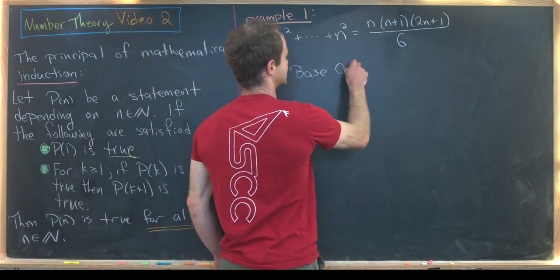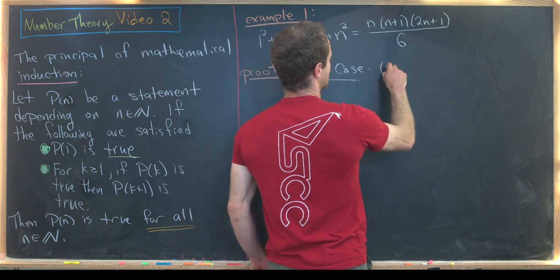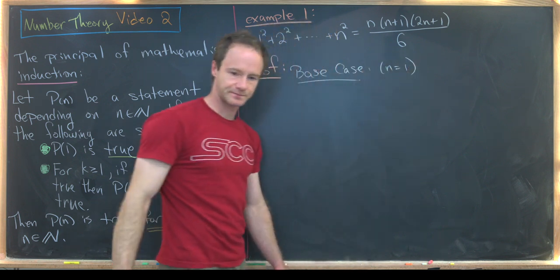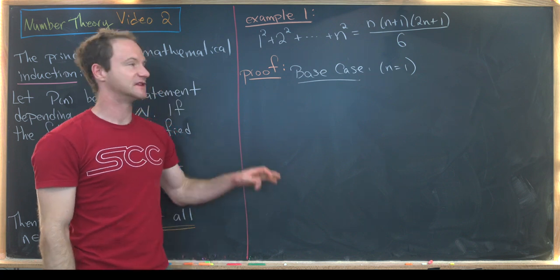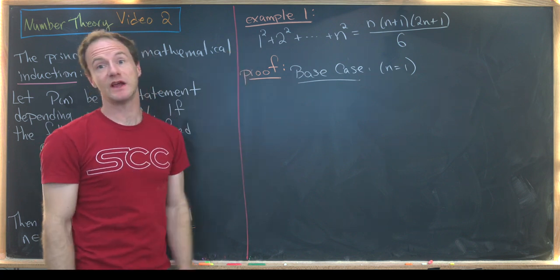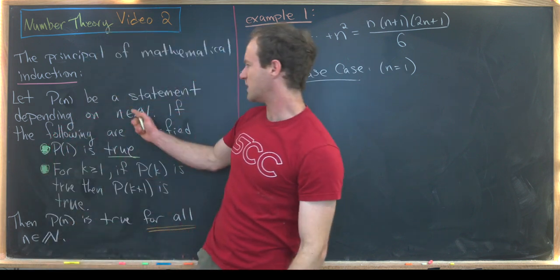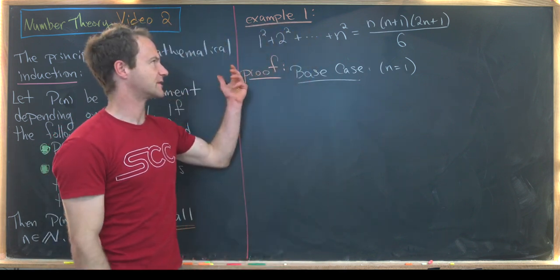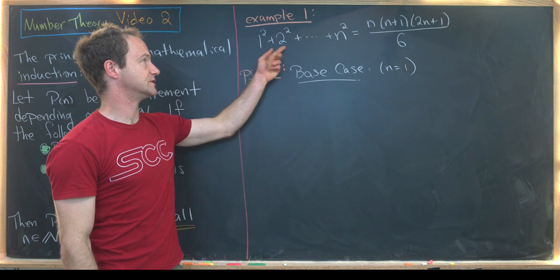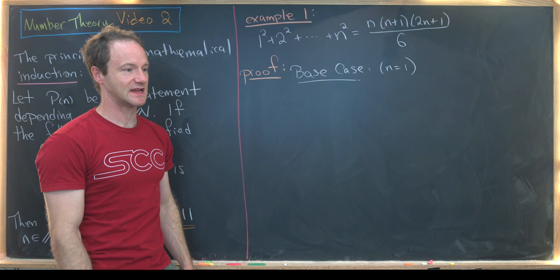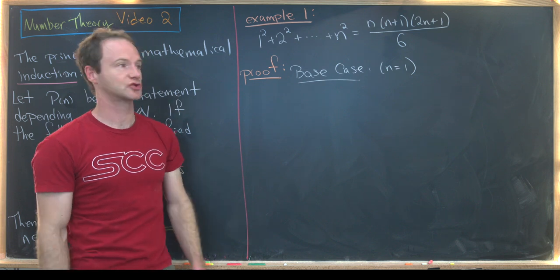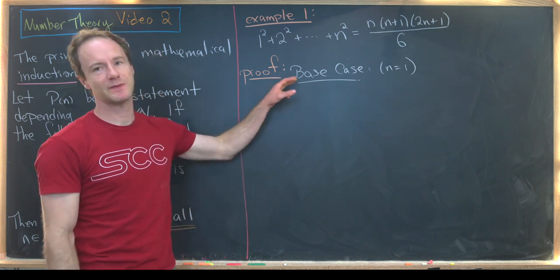So our base case will be the n equals 1 case. I guess I should talk about what the statement is. The statement is that this equation is true. So P of n would read something like 1 squared plus 2 squared all the way up to n squared equals this. Notice that's a mathematical statement that we can talk about being true or false. Okay, so back to the proof.